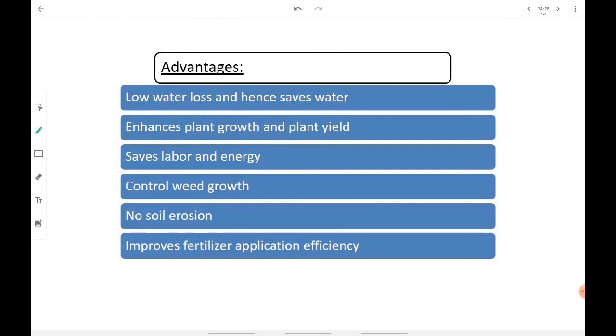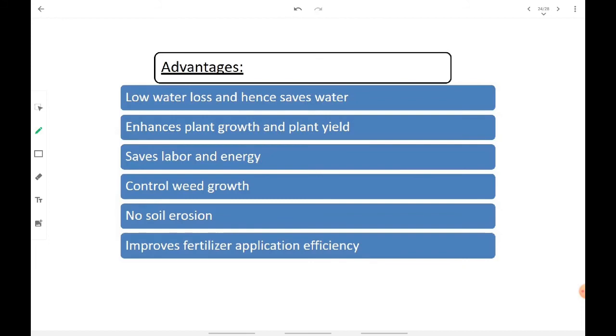Then it is saving labor and energy. Yes, there is one time investment, one time programming, one time designing, one time laying and installation, and you reap the benefits for a very long time. That's why it is going to save labor and energy as well. Then it controls weed growth. The excess water is not spreading to other areas of the farmland. That's why water will not be wasted, first thing, and the excess water which is unavailable in this case will not cause any extra growth of undesirable plants in the farmland. Okay, no soil erosion. See, no pressure is there, no sprinkling is there, no uncontrolled flooding is there.